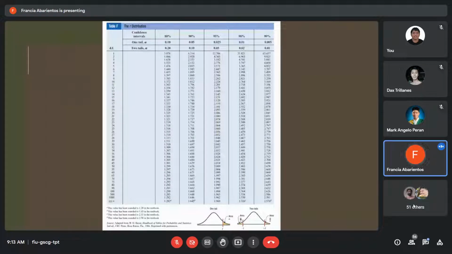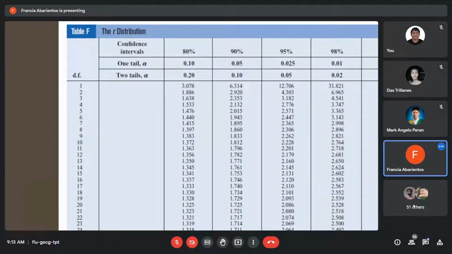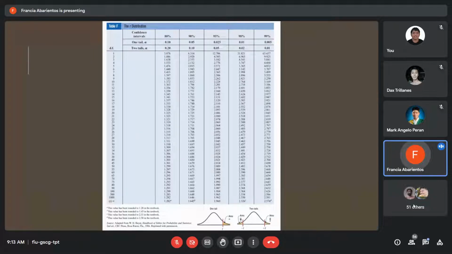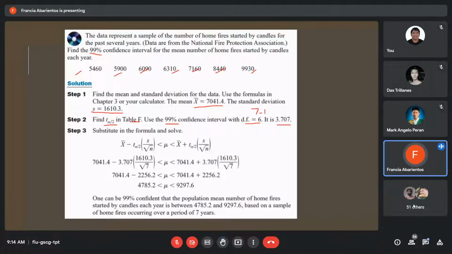So you take it here, with 99% and the degrees of freedom of 6. Using this table, you will see 3.707. So we will now use the mean. Substitute the mean, the t-value we obtained, and the sample standard deviation over the square root of the sample size, which is 7. Finding that, this is now your parameter or the estimated interval.